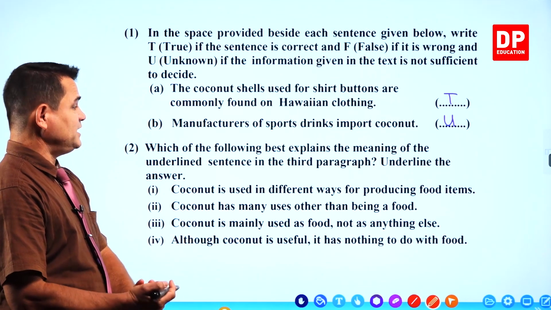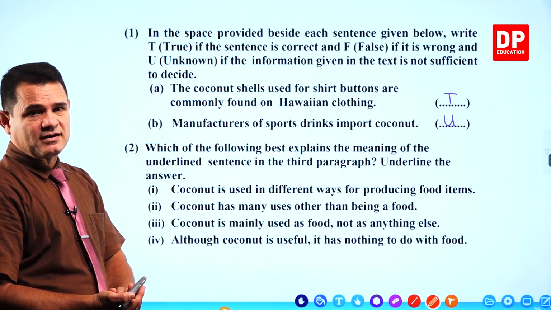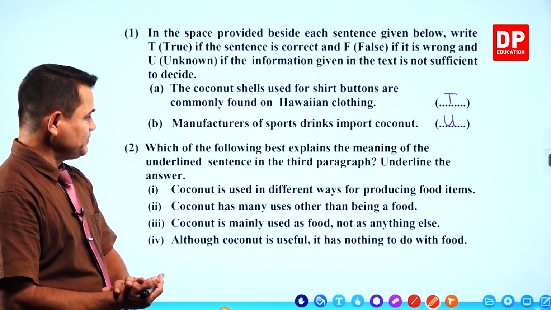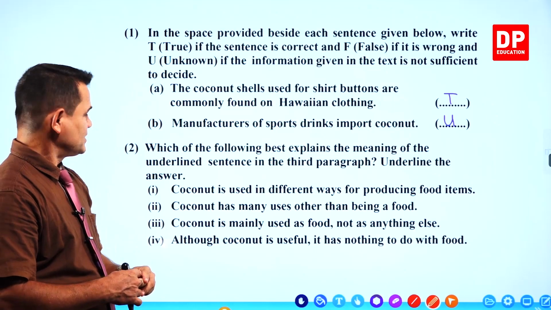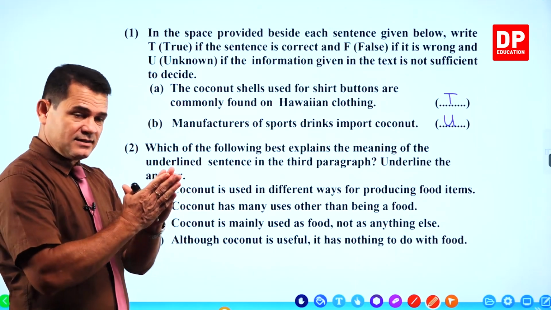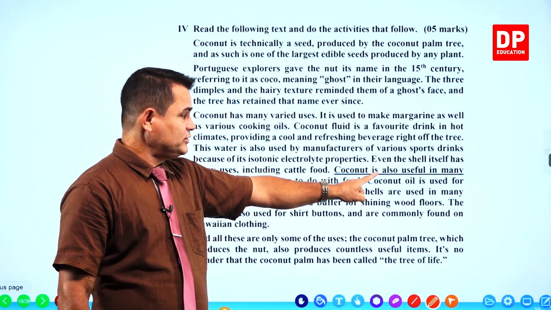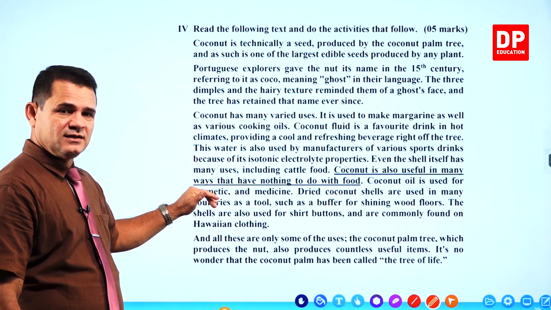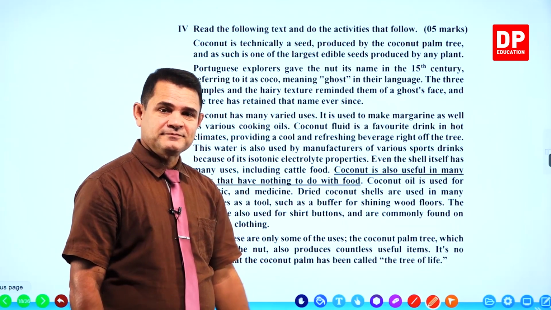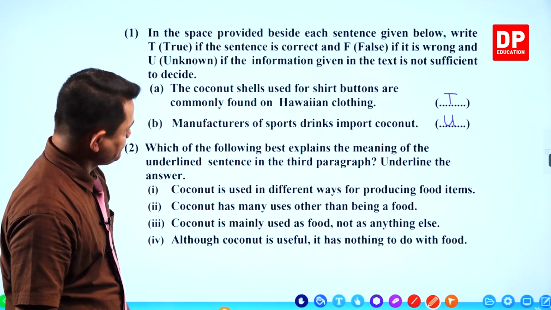Next one. Which of the following best explains the meaning of the underlined sentence in the third paragraph? There are 4 answers given. Now let's look at the underlined sentence. Coconut is also useful in many ways that have nothing to do with food. So which one gives us that meaning?